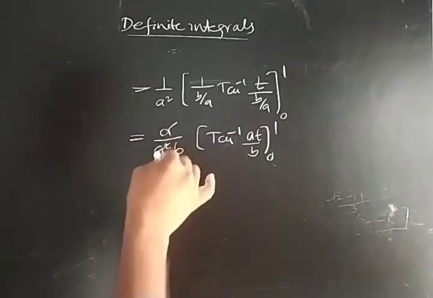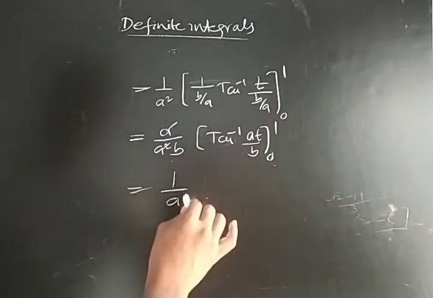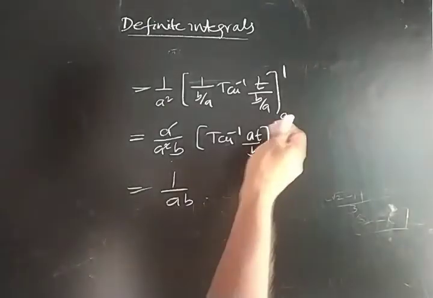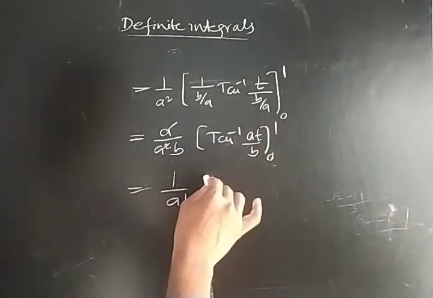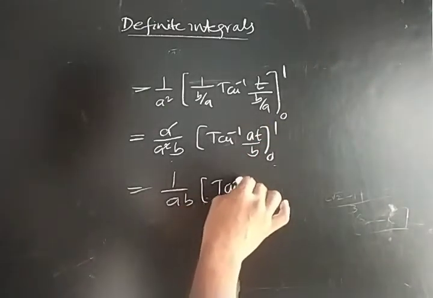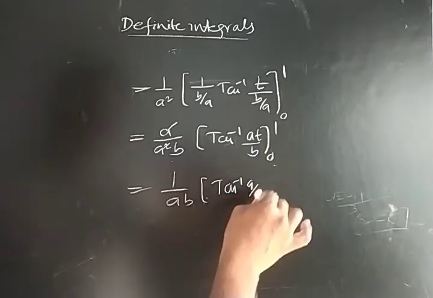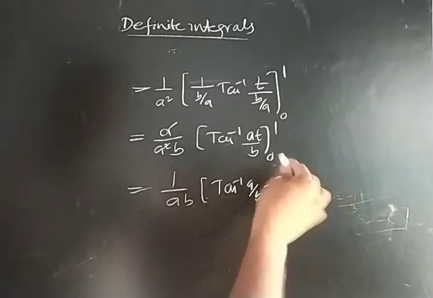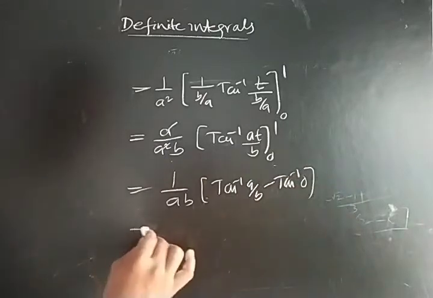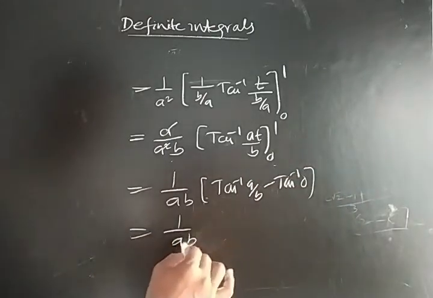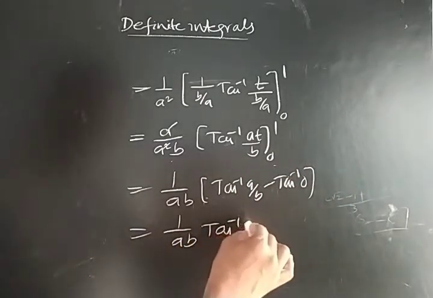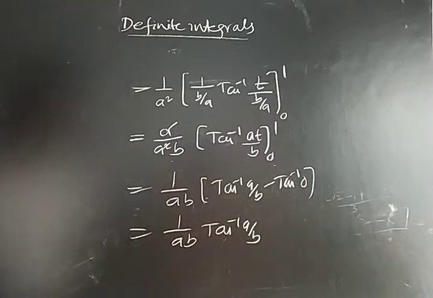Now by simplifying, 1 by ab, and in place of t I am substituting the limits. So you will get tan inverse of a by b minus tan inverse of 0, since in place of t we put 0. Tan inverse 0 is 0. So we get 1 by AB tan inverse of a by b. So this is the proof.